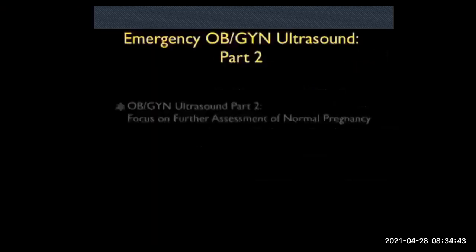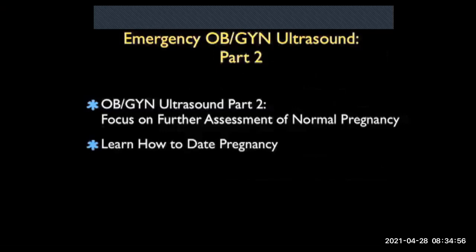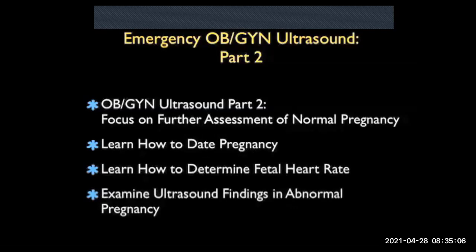In this module entitled Emergency OBGYN Ultrasound Part 2 of Intrauterine Pregnancy, we're going to focus on the further assessment of normal pregnancy. We'll look at two further things that are important to assess in your pregnancies. First of all, learning how to date the gestational age of the pregnancy, as well as learning how to determine the fetal heart rate. And then we'll wrap up the module by examining further findings in abnormal pregnancies and learning how to differentiate these findings from a normal intrauterine pregnancy.